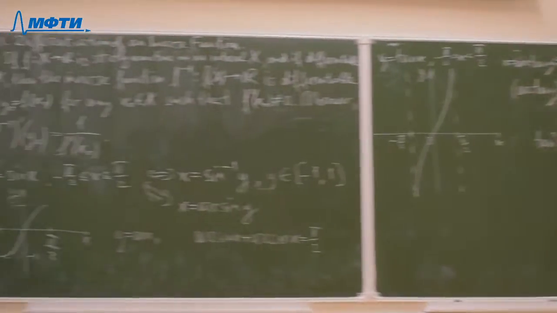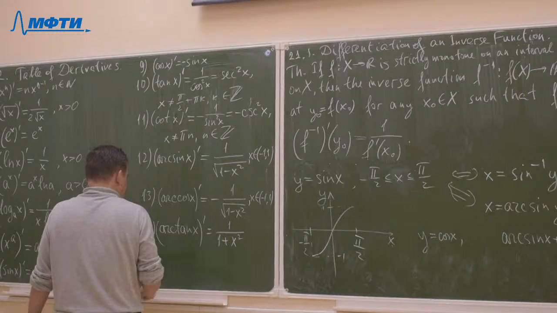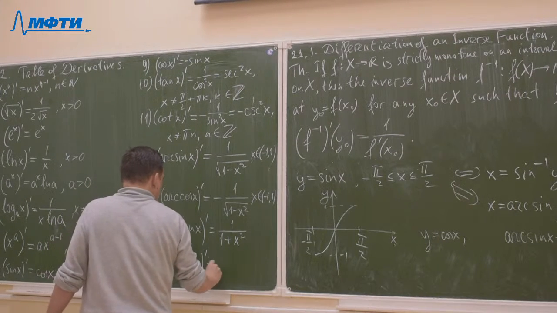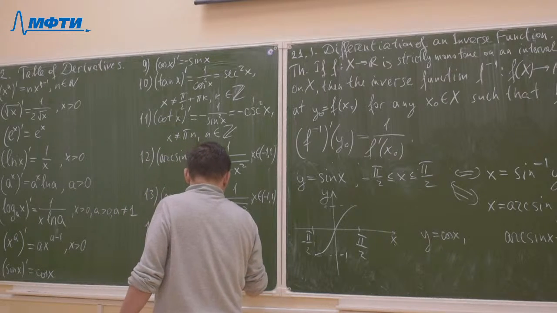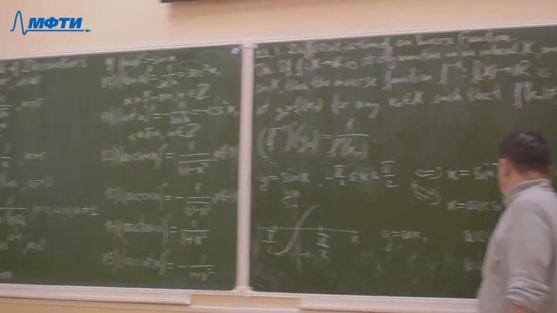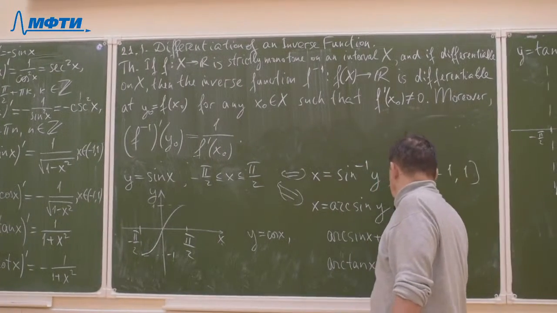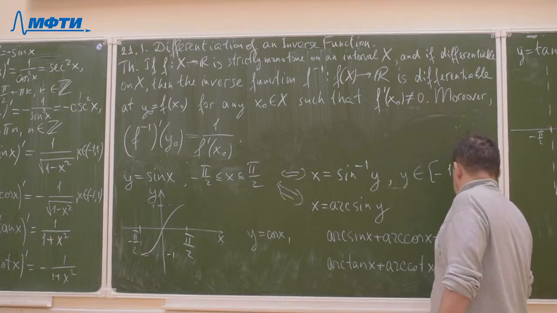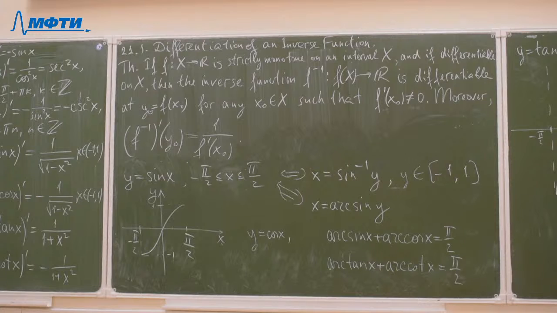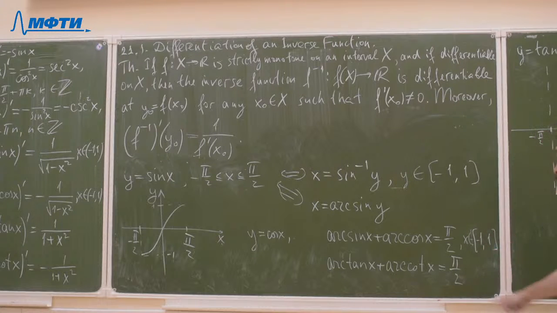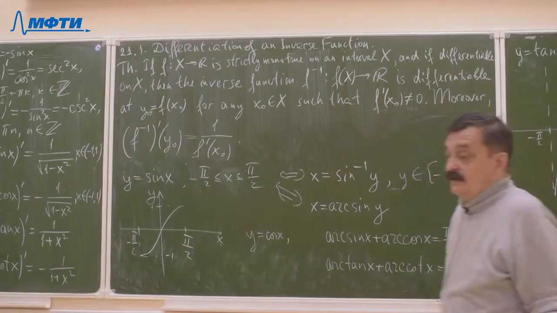For arc cotan, x prime equals minus 1 over 1 plus x squared. Again, we can use a similar identity: arc tan x plus arc cotan x equals pi over 2 for arbitrary x. For arcsine and arc cosine the identity is valid for x in the segment from minus 1 to 1, and here for arbitrary x. Okay?